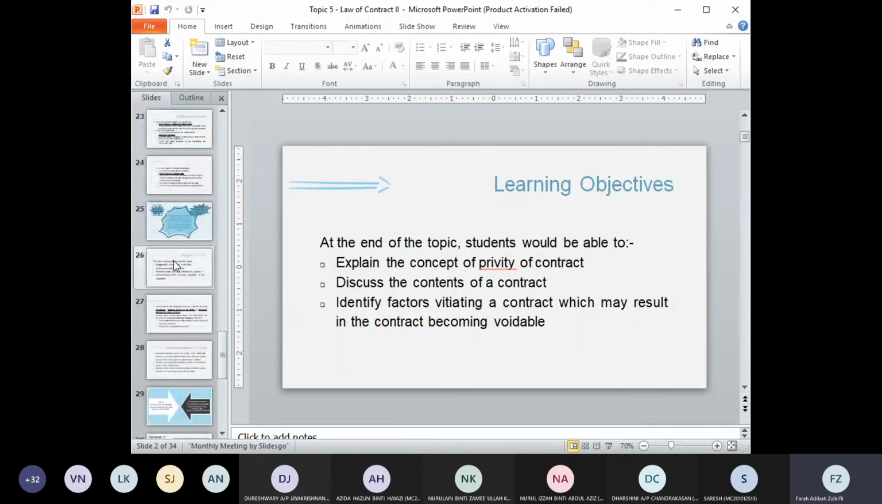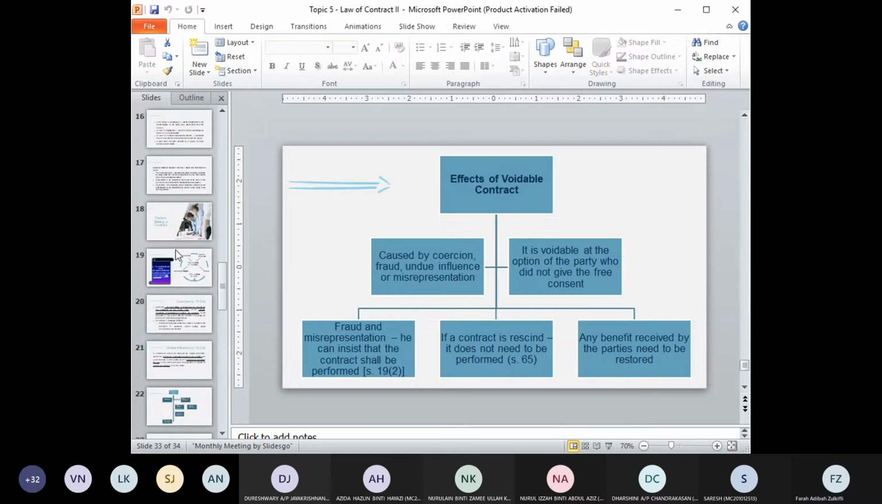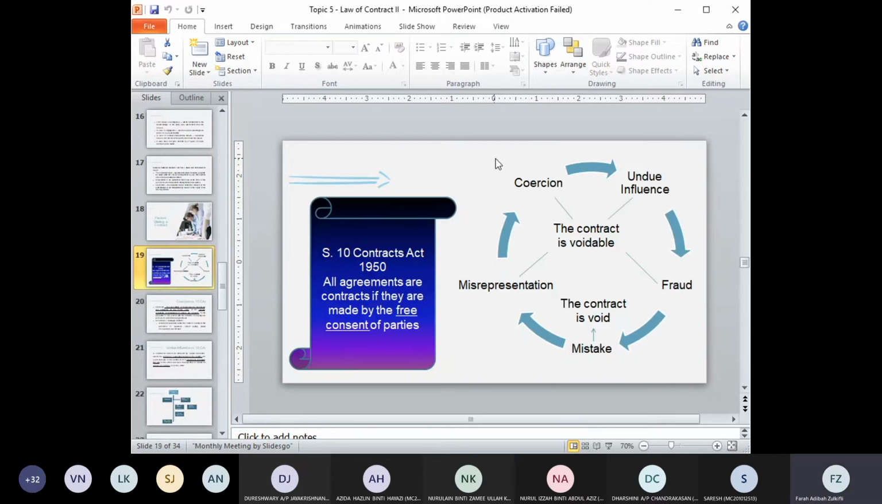which vitiate a contract. We will see that there are 5 situations where a contract is not given under free consent, and what will happen to a contract that is not given under free consent.